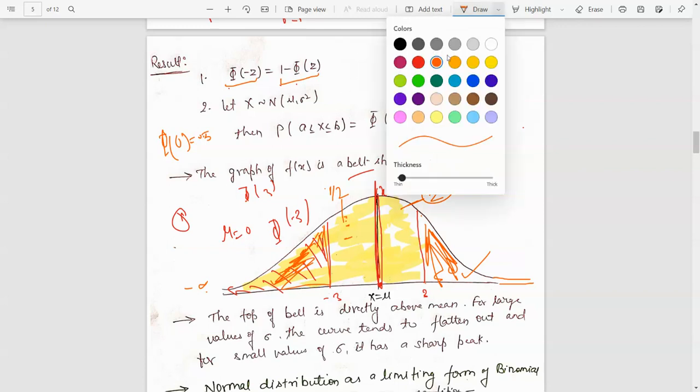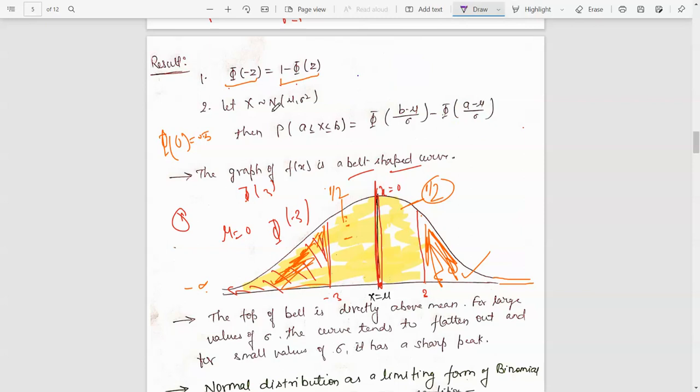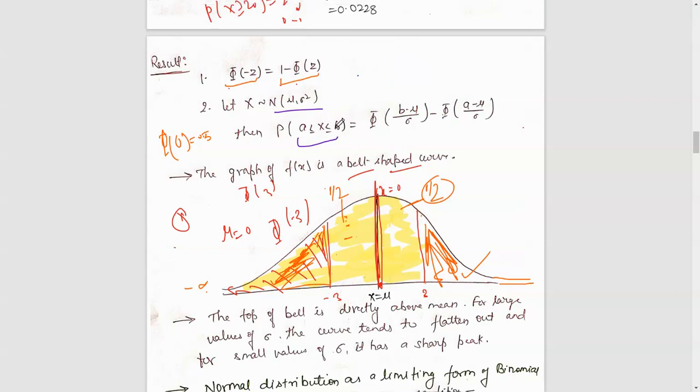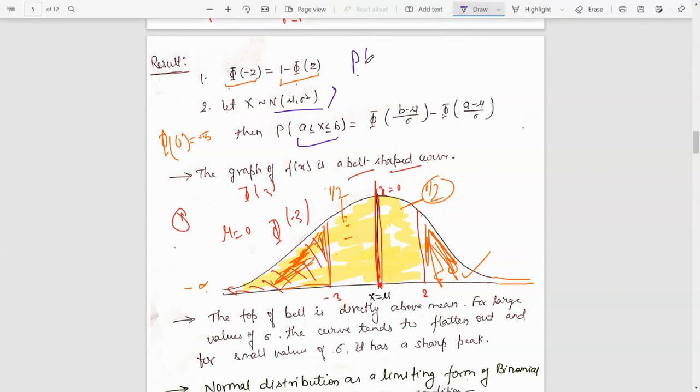Now the second thing is that if you have a normal distribution with mean mu and variance sigma squared, then as I told you, every probability that you are going to find, you have to translate into a standard normal distribution. We can do it this way because we just subtracted mu from everywhere and divided by sigma, so the inequality signs remain the same.